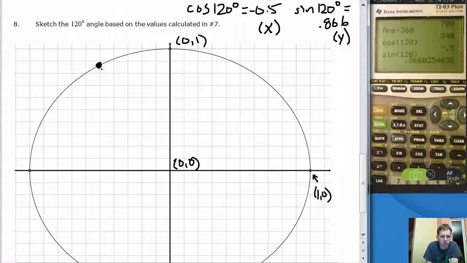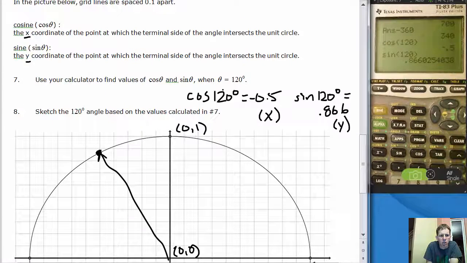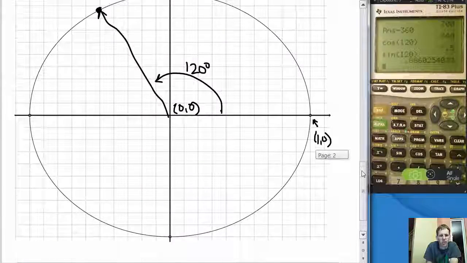What this point represents is, if you sketch a segment that goes back to (0, 0), and we'll make this into a ray, we had mentioned in the definition, cosine is the x-coordinate of the point at which the terminal side of the angle intersects the unit circle. So this angle that's formed by a 120 degree arc right here, the cosine value is the x-coordinate where this point intersects the unit circle. And the sine of the angle, 0.866, is the y-coordinate of this point as well. So it's a neat little application that you can find involving sines and cosines on the unit circle.